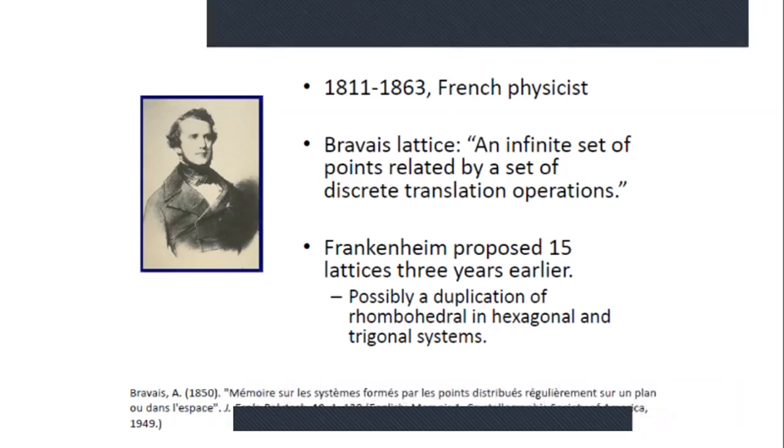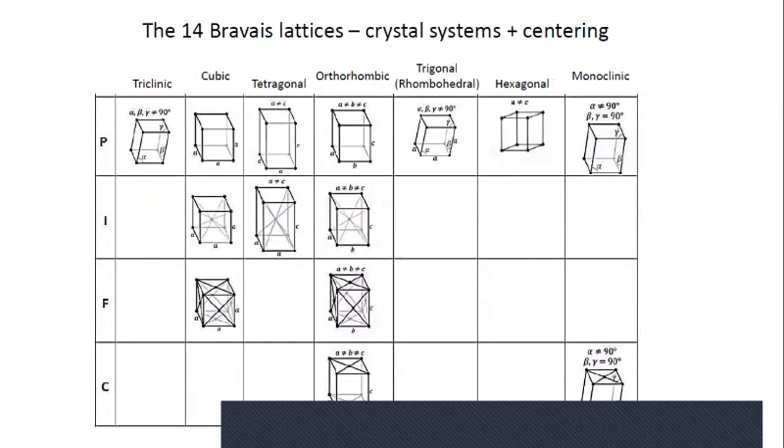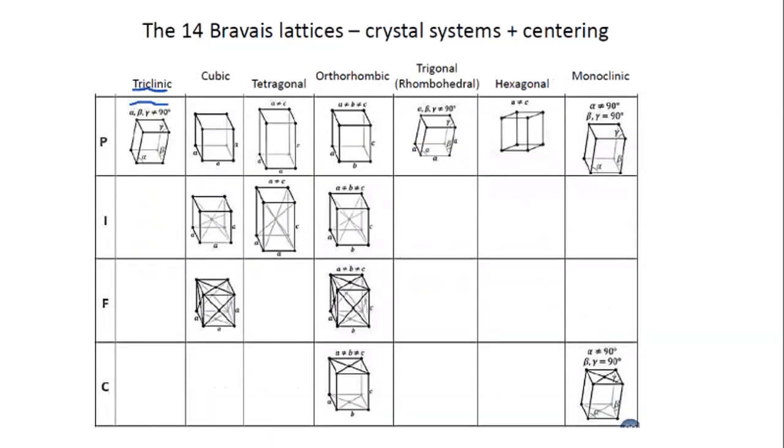So now we're going to talk about the different types of Bravais lattices. There are 14 Bravais lattices, and again, the way we get a Bravais lattice is that we combine a crystal system and centering. And this chart here is very important. What you'll see is for triclinic, the only centering we can have is primitive. So every triclinic space group is going to be primitive, so it's going to start with a P.